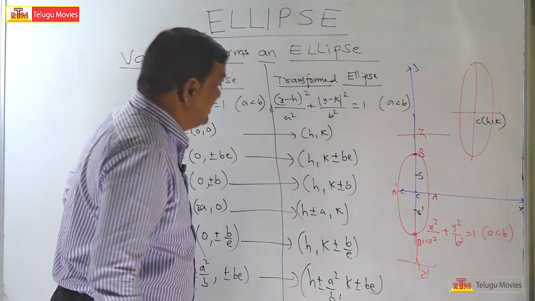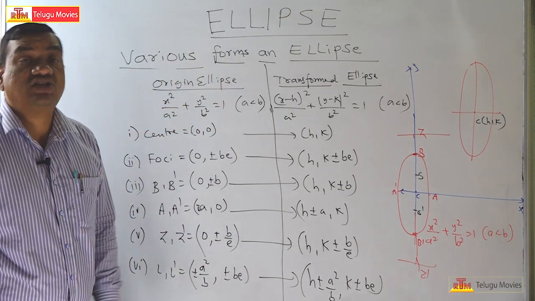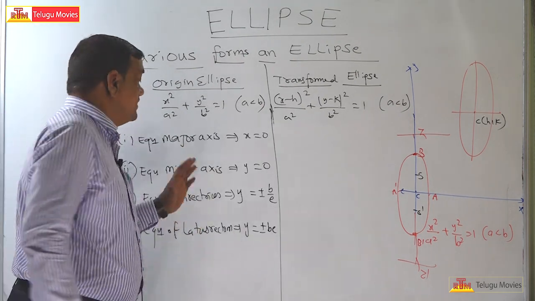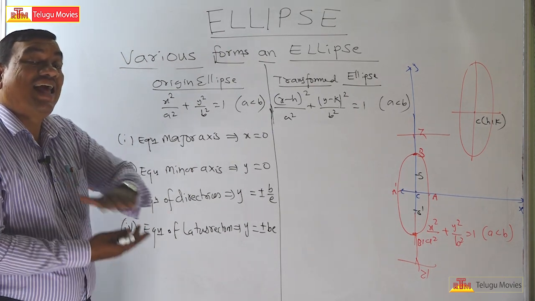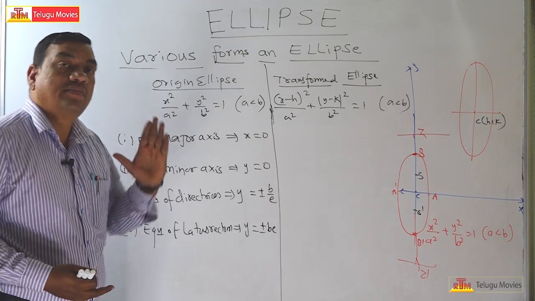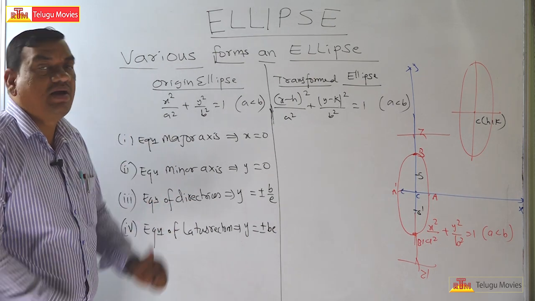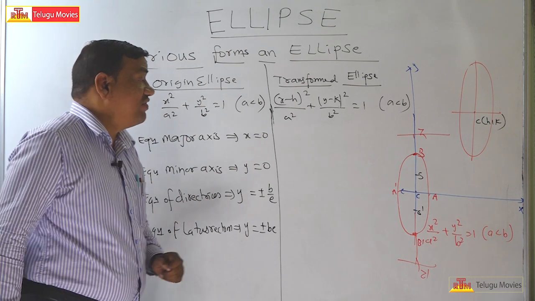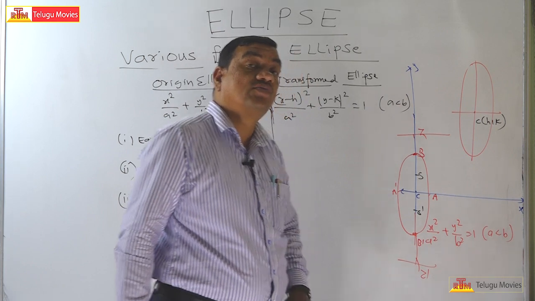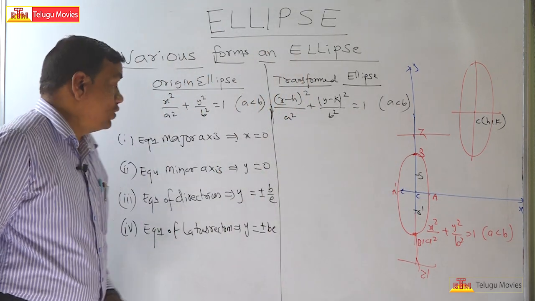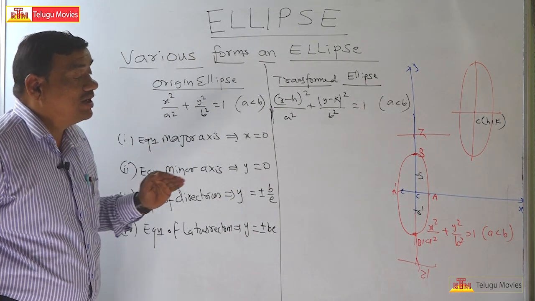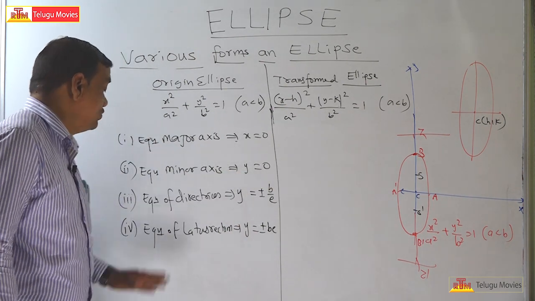Now let us see how the equations will change. Let us see the equations of the lines. Lines means major axis, minor axis, latus rectum, directrix. Those are the lines. Learn systematically. First, the equation of the major axis. For the original ellipse, the major axis is the y axis, so the equation is x is equal to 0. The minor axis is the x axis, that is y is equal to 0.